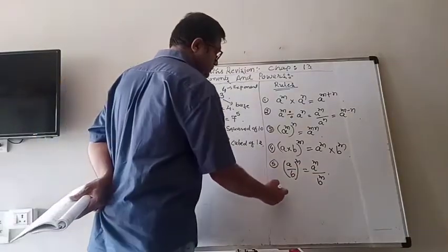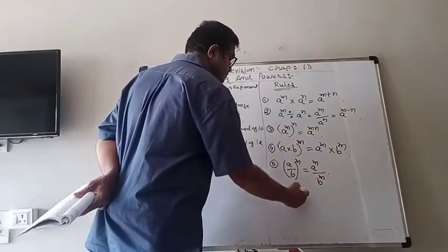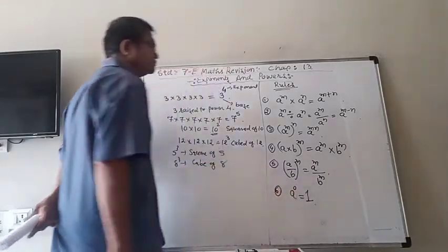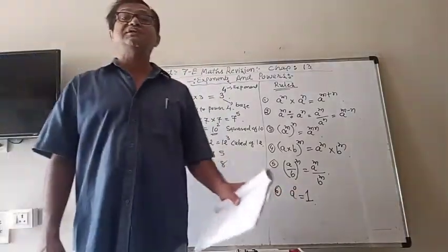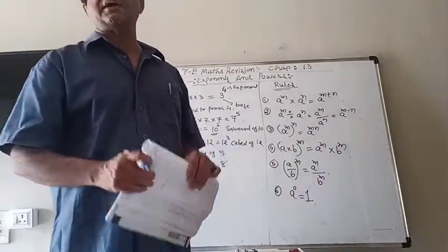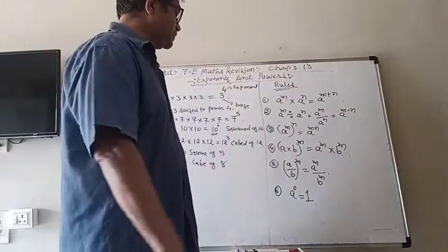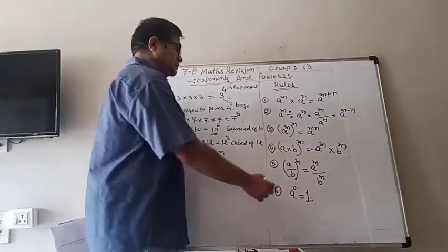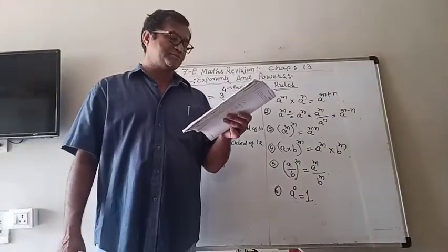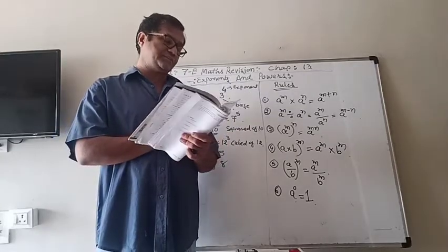One more thing to remember, that if any base has a zero power, then the answer will be 1. Doesn't matter which number is there, whether it is a positive number, a negative number, or a big number, anything. But if the power 0 is there, then the answer is always 1.